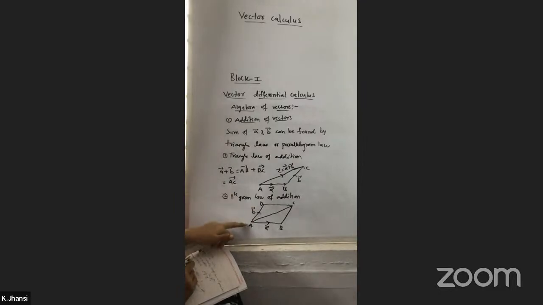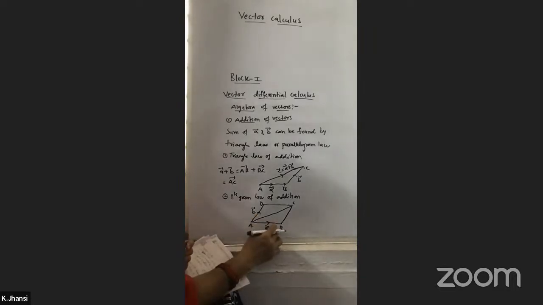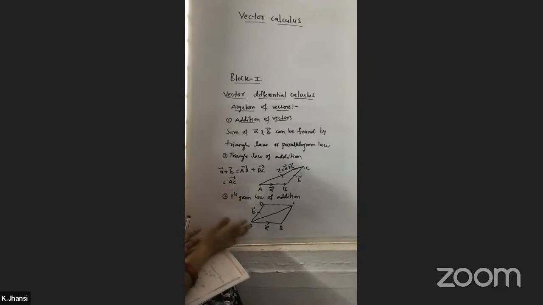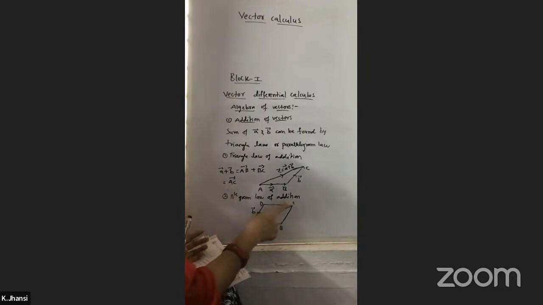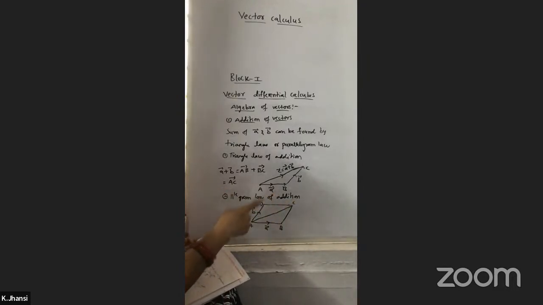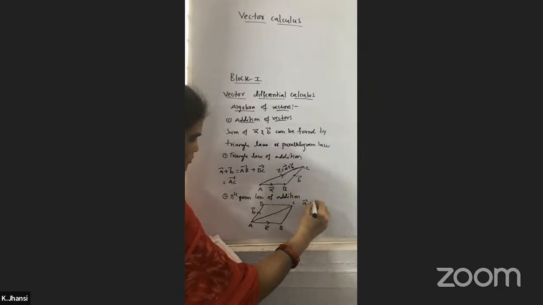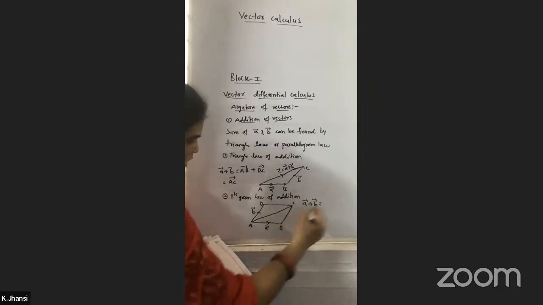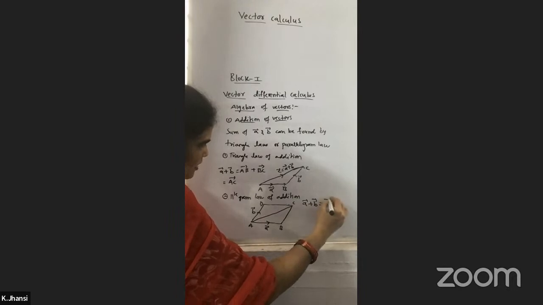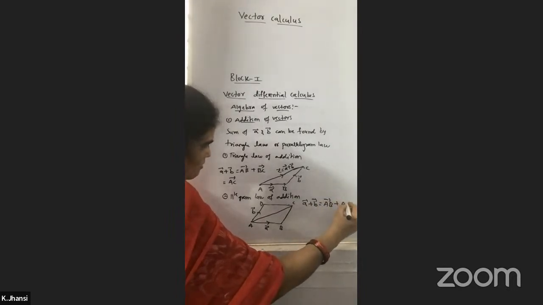Here also, AB is the vector A and AD is the vector B. AB is the distance of vector A, and AD is the distance of vector B. If you add these two vectors, you will get the diagonal AC, as the sum of the two vectors. So you can write vector A plus vector B equals, what is vector A? AB plus AD.